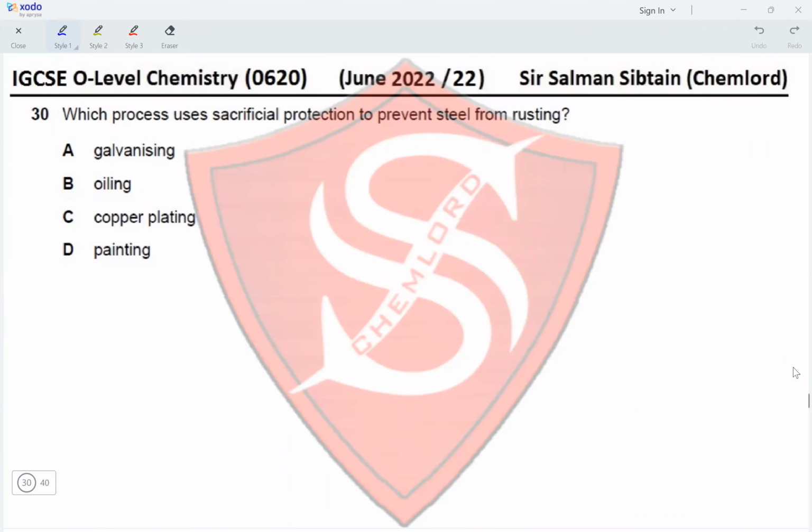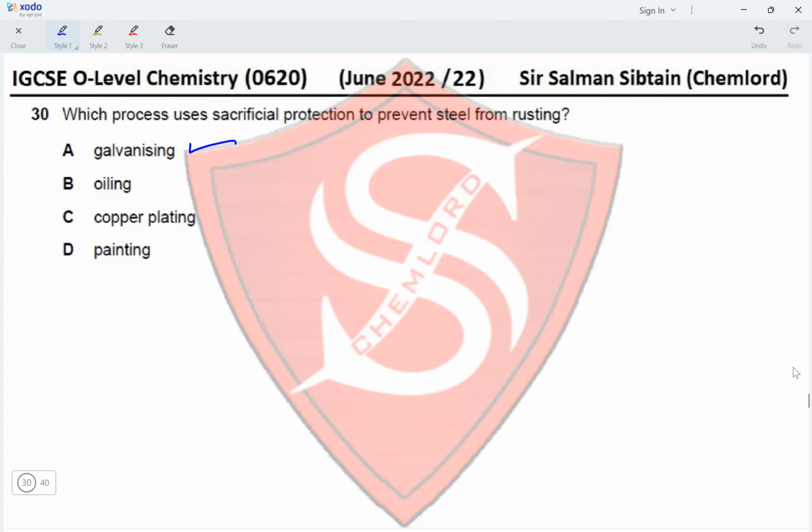Question 30. Which process uses sacrificial protection to prevent steel from rusting? Sacrificial protection means coating a metal with a more reactive metal so that the more reactive metal reacts with oxygen and water vapor and prevents the relatively less reactive metal from corrosion or rusting. So this process is known as galvanizing, which is there in option A.